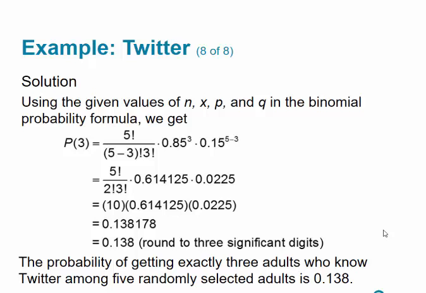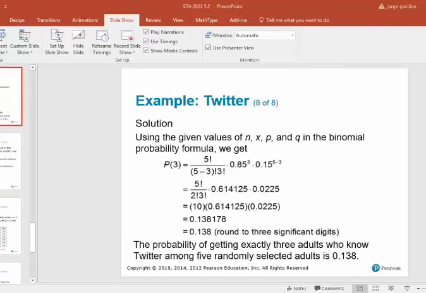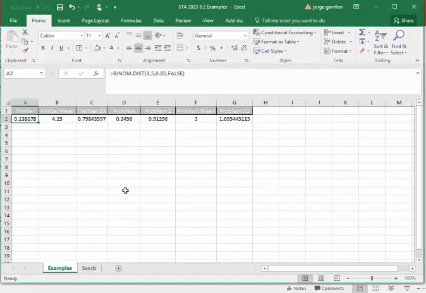And so there's a way that we can do this using Excel, and I'm going to show you what that looks like. And so in Excel, we can actually use the formula here, and the formula is BINOM.DIST. And so there are 4 pieces of information that you're going to need when you use Excel to find this probability. The first one is the number of successes, and in this case is 3. The next number is the number of trials, which is 5. The next number is p, which is 0.85.